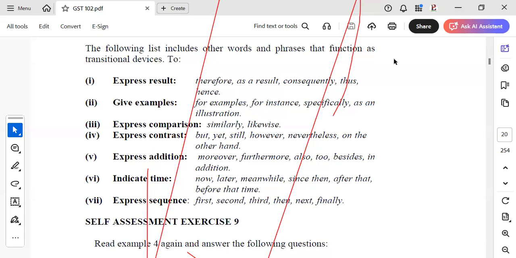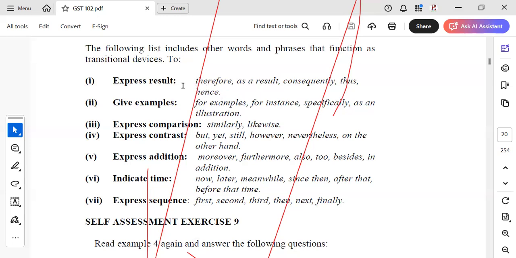Okay. The following list includes other words and phrases that function as transitional devices to 1. Express results: therefore, as a result, consequently. What they are trying to say there is that when you want to use those transitional devices, they all have what they are used for. If you want to express results, what you want to say is a result of what you have been saying before. That is when you use therefore, as a result, consequently, thus, hence. When you use them, the next thing you want to say after them is a result.